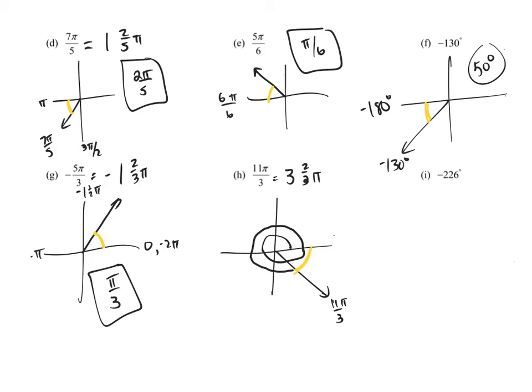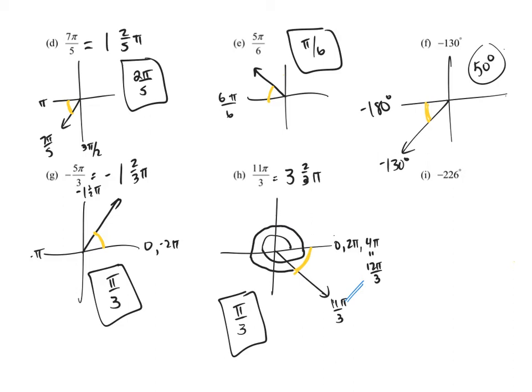Well, remember, this x-axis could be represented as 0, it could be represented as 2 pi, it could be represented as 4 pi, which really 4 pi is the same thing as 12 pi divided by 3. And so now you can see that the difference between these is just 1 pi over 3. So again, the reference angle for letter H is going to be pi over 3.